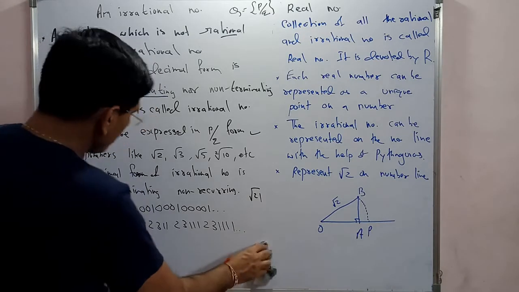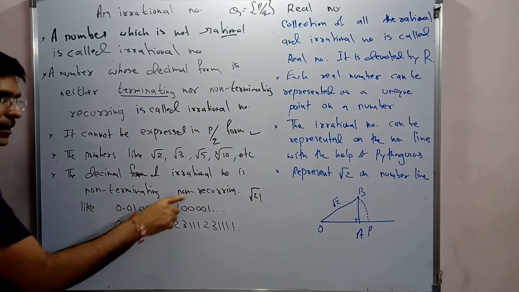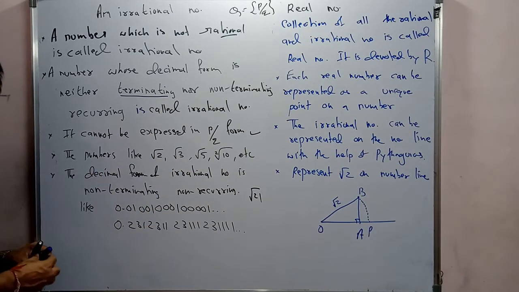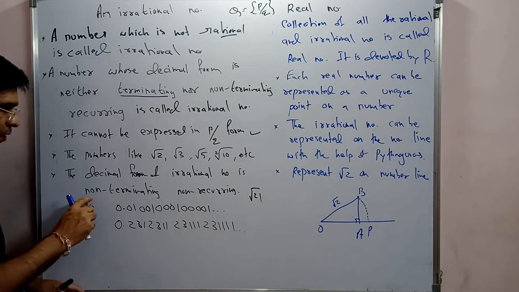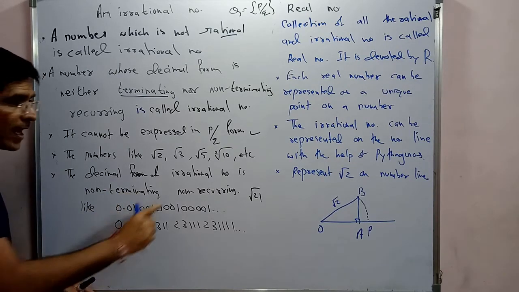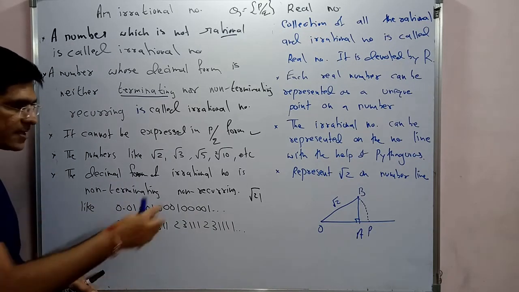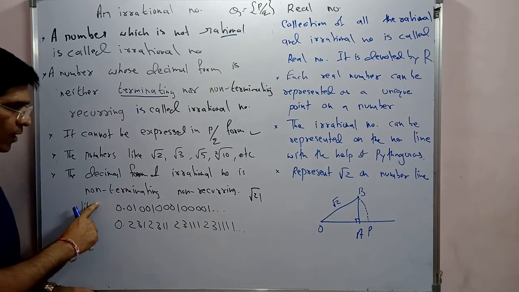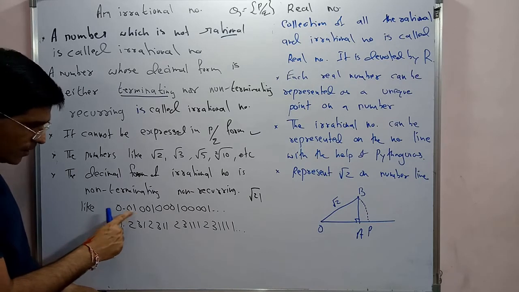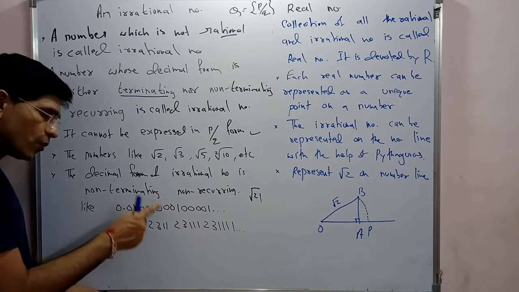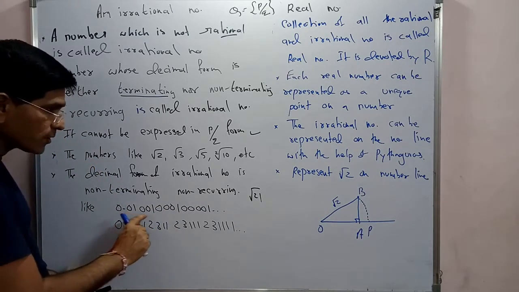Now, the decimal form of an irrational number is non-terminating, non-recurring. Non-terminating means which has no end. जिसका end नहीं है, जिसका अंत नहीं है, that we call non-terminating. And non-recurring, वो recur वापिस दूसरी बार तीसरी बार नहीं आएगा. That is non-recurring. So a non-terminating, non-recurring number is like 0.01, 0.001, 0.0001. Here it is not repeated.